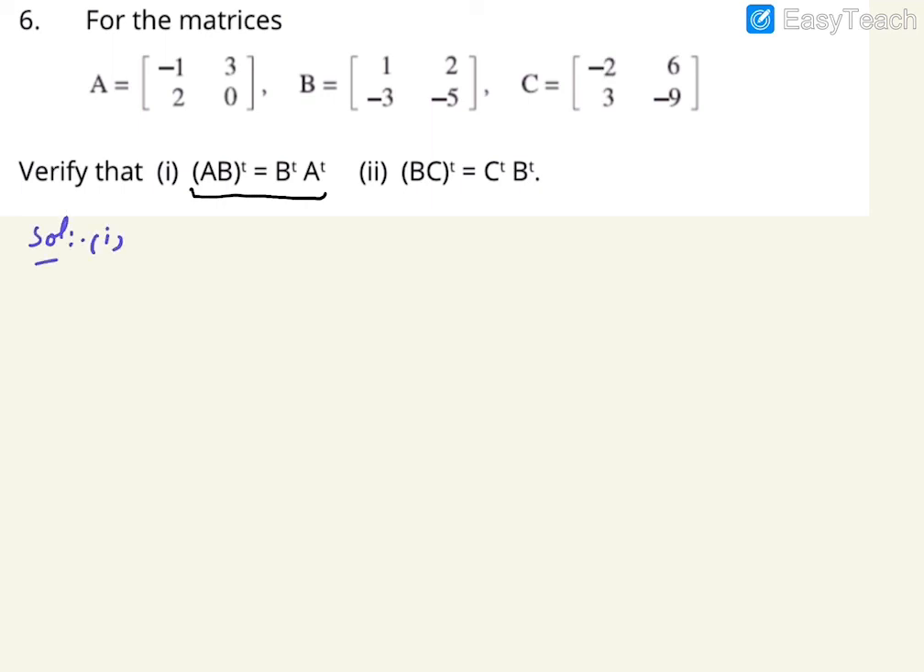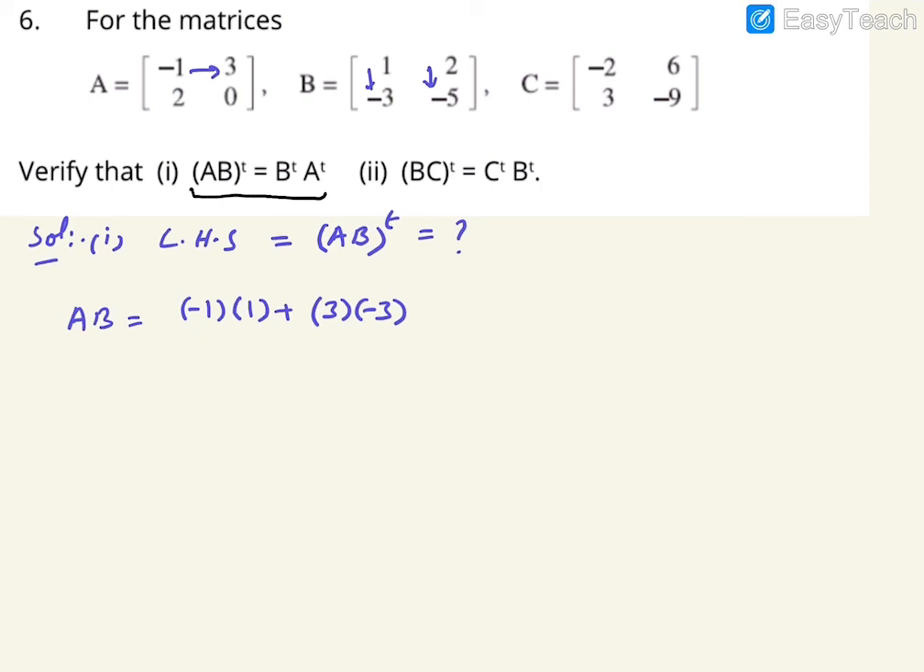Solution for part 1. Take the left hand side. The left hand side is (AB) whole transpose. So first we need to find AB. So what will be AB? This row will multiply with this column. So minus 1 into 1 plus 3 into minus 3.